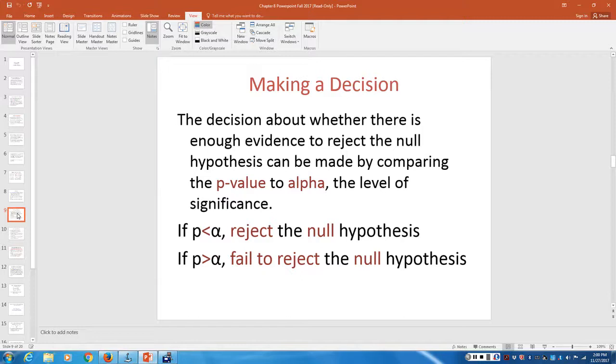If the p-value that your calculator gives you is less than alpha, you reject the null hypothesis. And then therefore you would support the alternative. If the p-value is greater than, if it's not less than, that's all you need to think about. If it's not less than, then you fail to reject the null hypothesis, which means the null hypothesis is probably true and the alternate hypothesis has no evidence to support it.